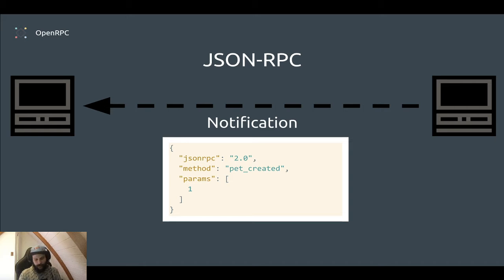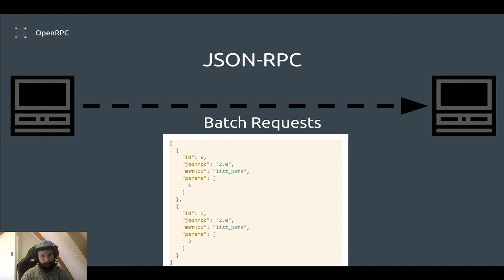And the other thing in the spec is notifications, which is just a one-way message, and that is indicated by not having an ID. And in this case, we have the method pet created, and the params is 1. The other thing you can do is batch these requests up in an array across the wire, which gives you a lot of flexibility in making requests.